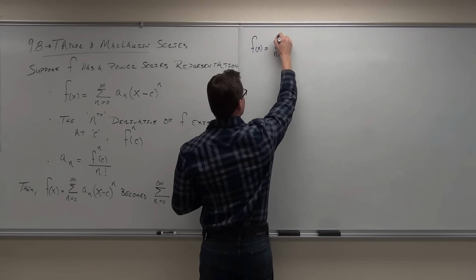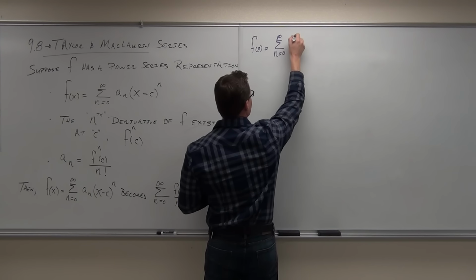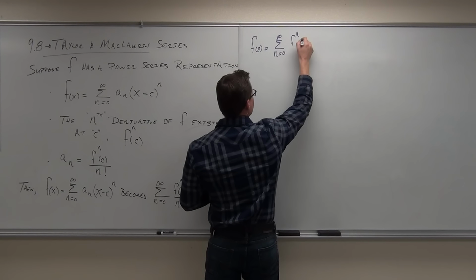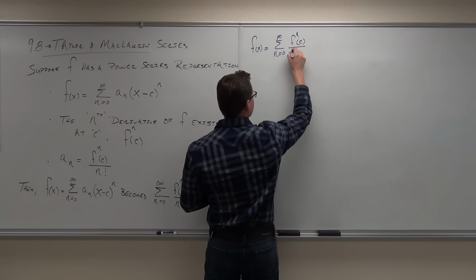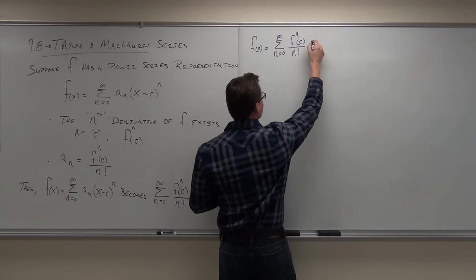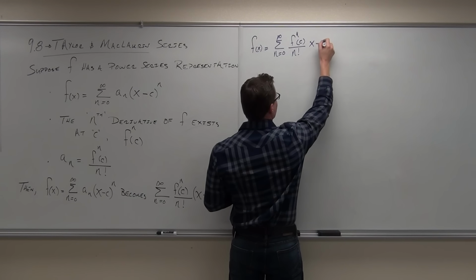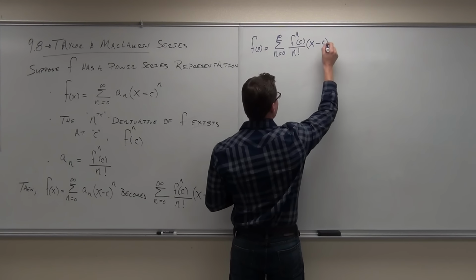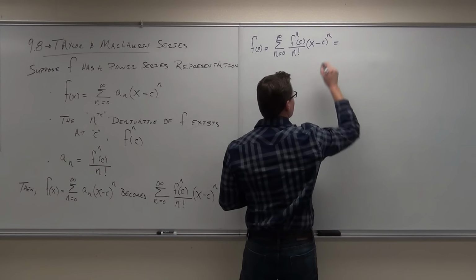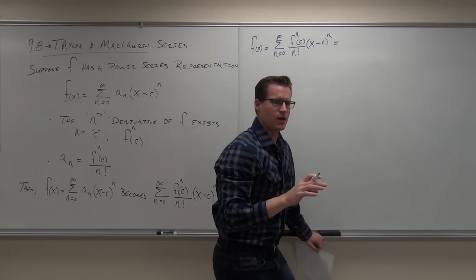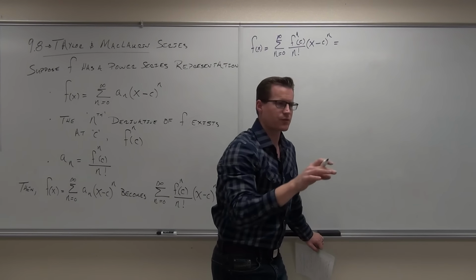So this series from n equals 0 to infinity of the nth derivative of f at c over n factorial times x minus c to the n. Let's look at how this would look, okay? Just like the first few terms. What's the first term?